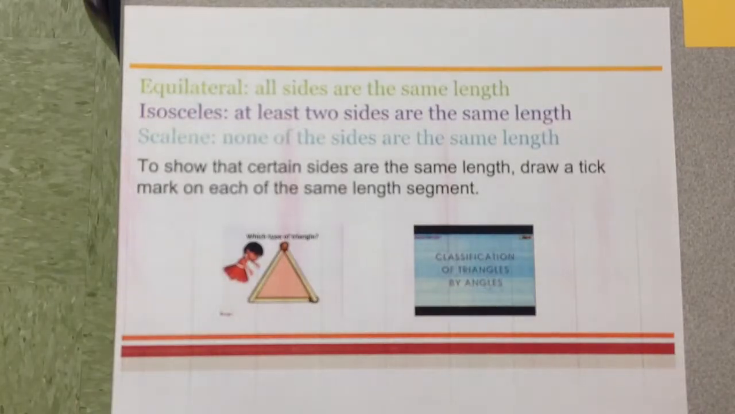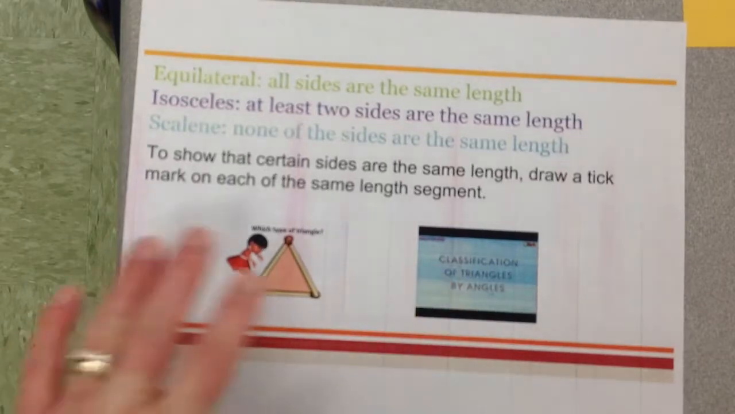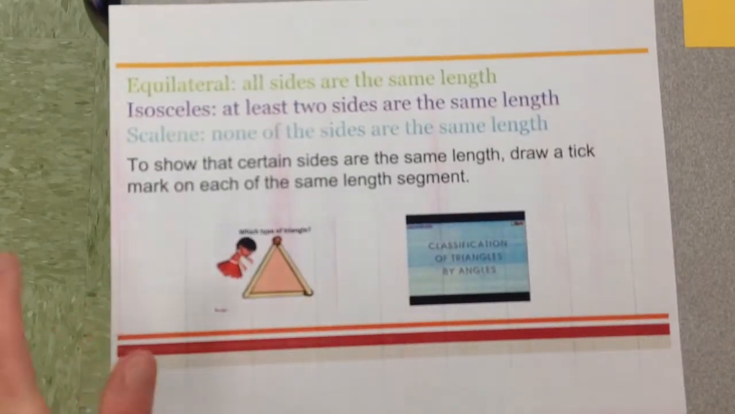To show that sides are the same length, we draw a tick mark on the segments that are the same length. You will notice these are 2 videos. You may click on those if you wish to. If not, you can continue moving on.